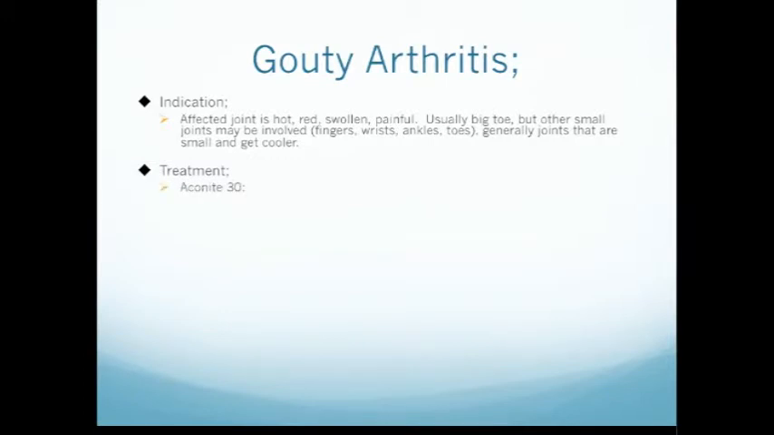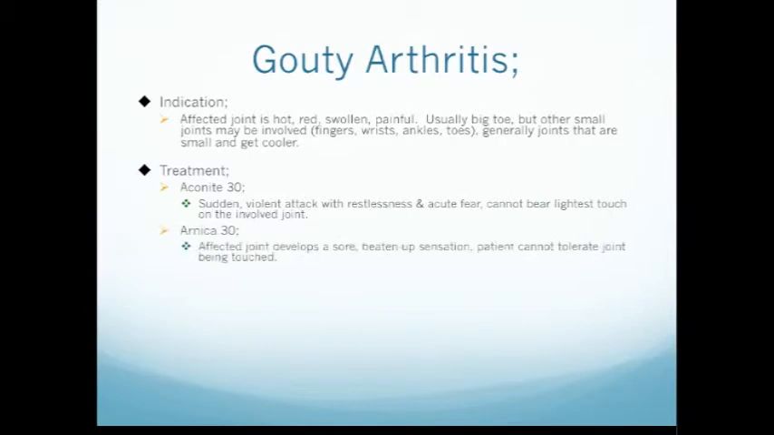Treatment can include Aconite 30, which is good for sudden violent attacks with restlessness and acute fear. The patient cannot bear the lightest touch. Even a sheet on the involved joint can be unbearable. Arnica 30 is good for when the affected joint develops a sore, beaten-up sensation. The patient cannot tolerate the joint being touched. Belladonna 30 is good for a joint that's red, swollen, hot, excruciatingly painful. Rest and cold will help this to feel better.